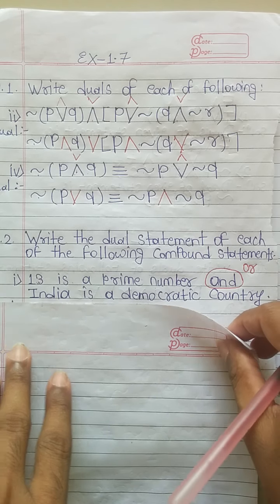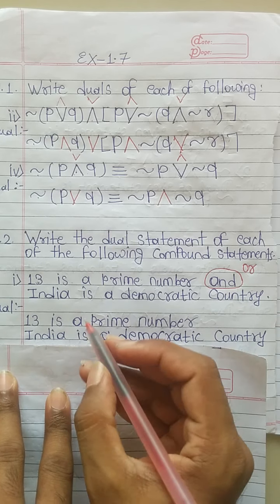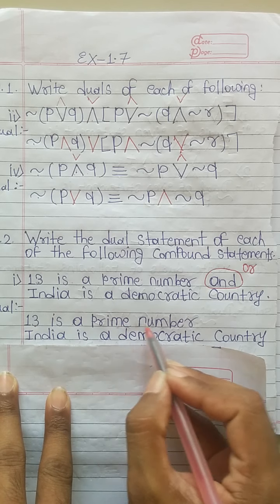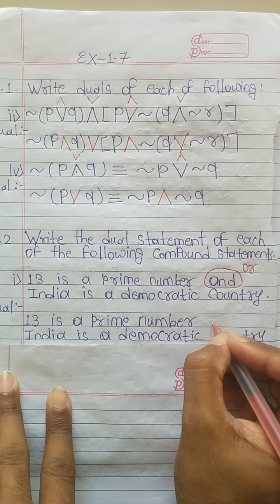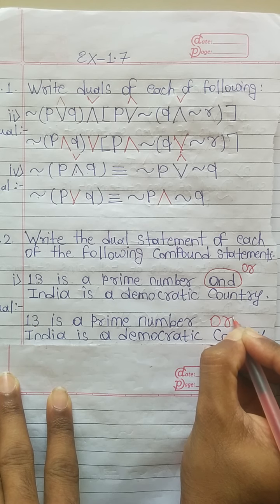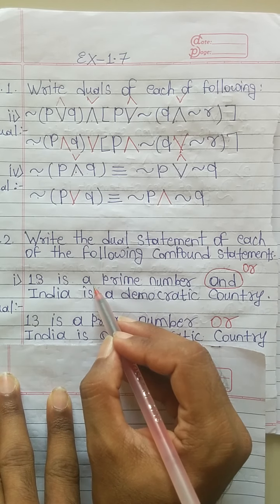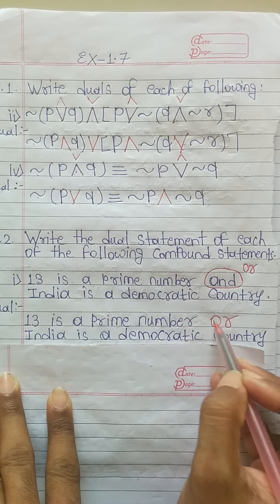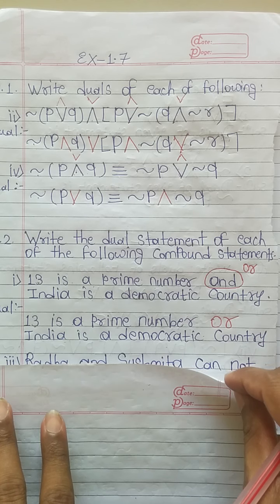Okay, then the dual of this given statement is: 13 is a prime number, "and" replaced by "or", India is a democratic country. Then the dual of the given question is: 13 is a prime number or India is a democratic country. It is a very simple concept.